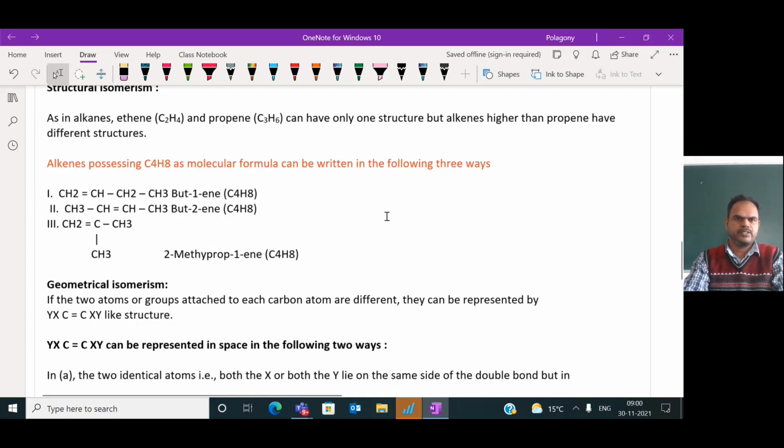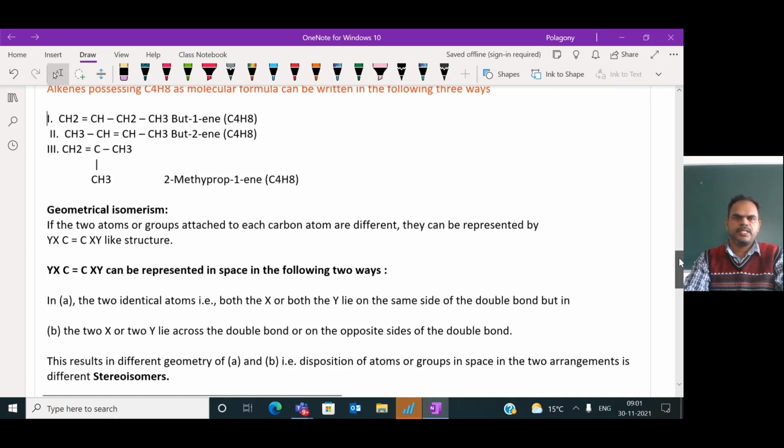We can write the butene molecular formula in different ways. How many ways can butene be written? We can write it in three ways: but-1-ene, but-2-ene, and 2-methylpropene. In three ways we can represent it, but the three different structures have the same molecular formula. So this is what we call structural isomerism.